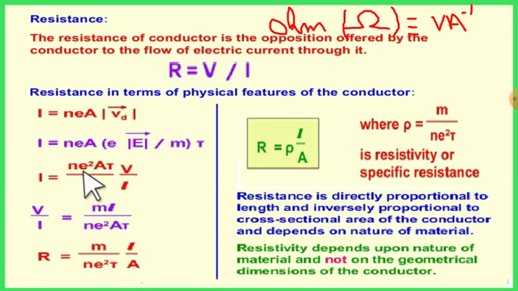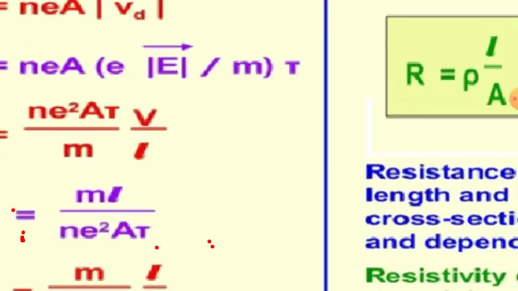If you put all those things together, you will get I equals ne squared A tau, this tau there actually seems to be T, but it is tau. Got it? I is equal to ne squared A tau V by mL. So if you want to express V by I, then it will be mL divided by ne squared A tau.